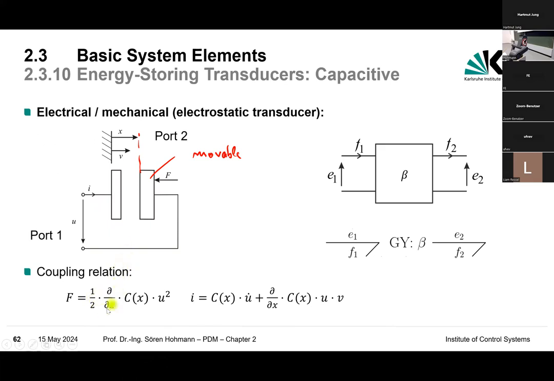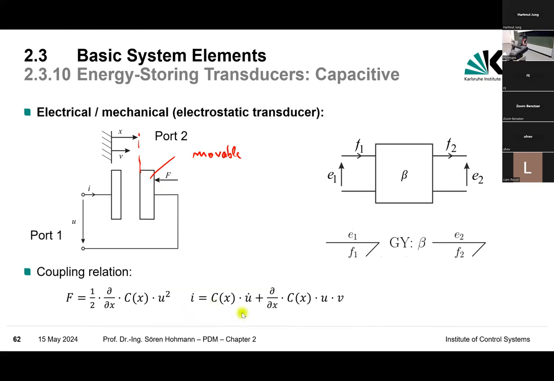And you have the sometimes well-known coupling relations where the force is produced depending on the voltage squared, and it depends obviously on the specific construction C of X. We will look at some of these in a second, and that's it. So it's a coupling principle where flow and effort relate, but the storage is included, so we cannot separate it completely.